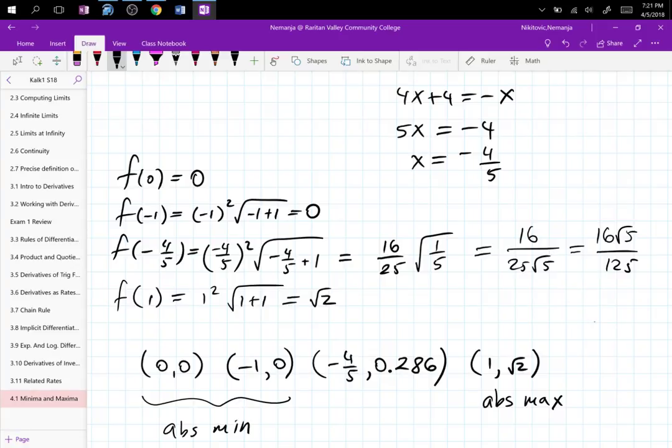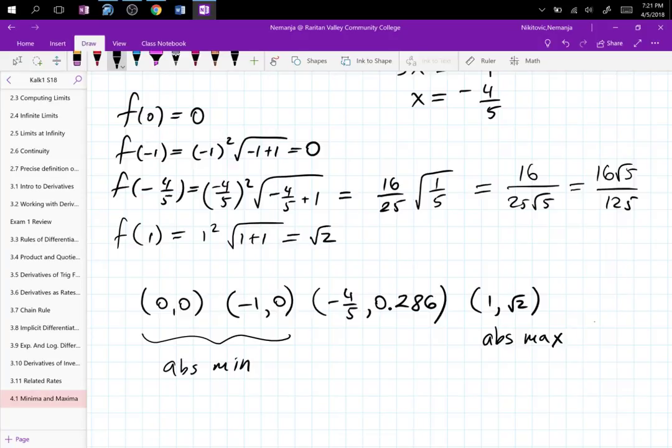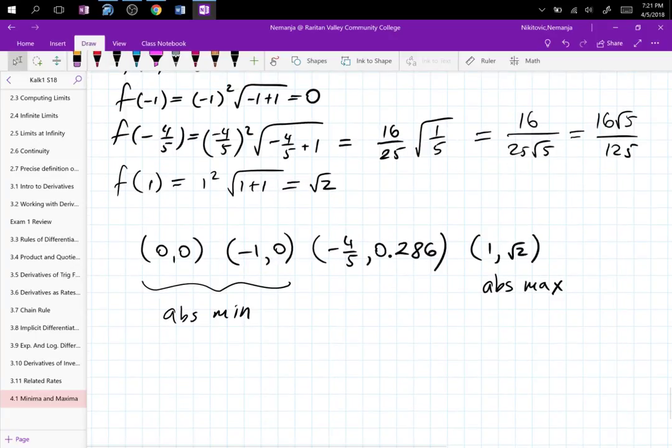So we calculated 4 points, and we have 2 absolute min, 1 absolute max. This one is unknown. Could be min, could be max, could be inflection, I don't know. We'll have to learn more, and that's 4.2. So let's restart this and talk about 4.2, which is the first and second derivative tests.